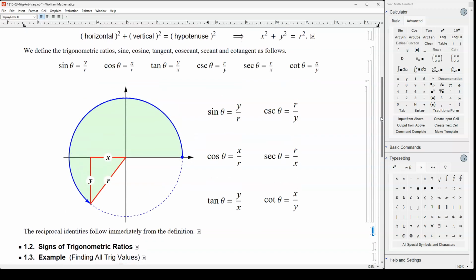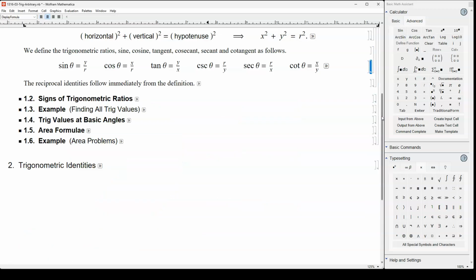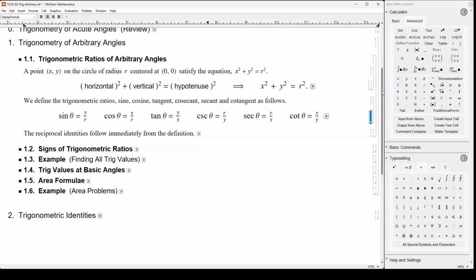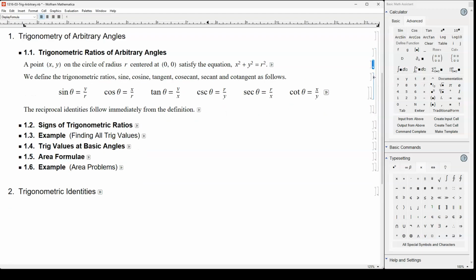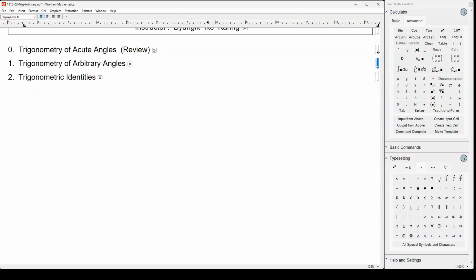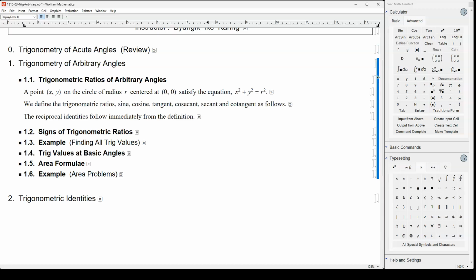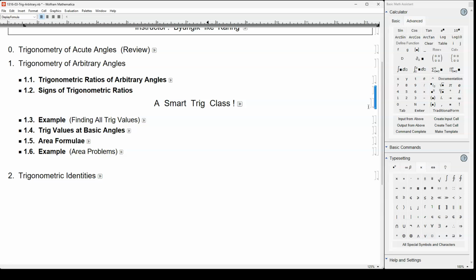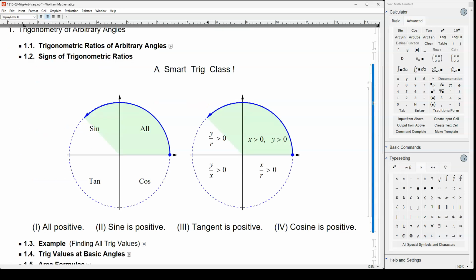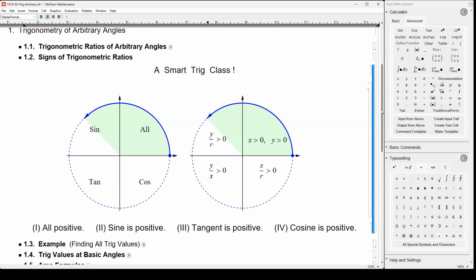Now, shall we solidify our understanding through some example problems? Okay, let's go ahead and do that. Before an example, let's take one more preparatory step. Just one more. Signs of trigonometric ratios. A smart trig class. What do you mean by that?